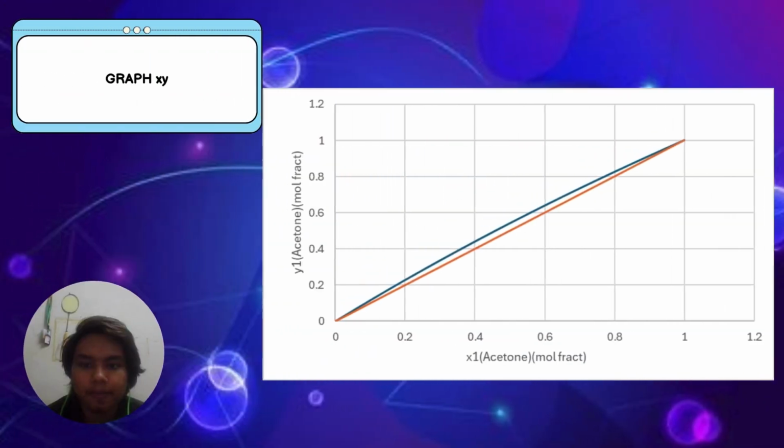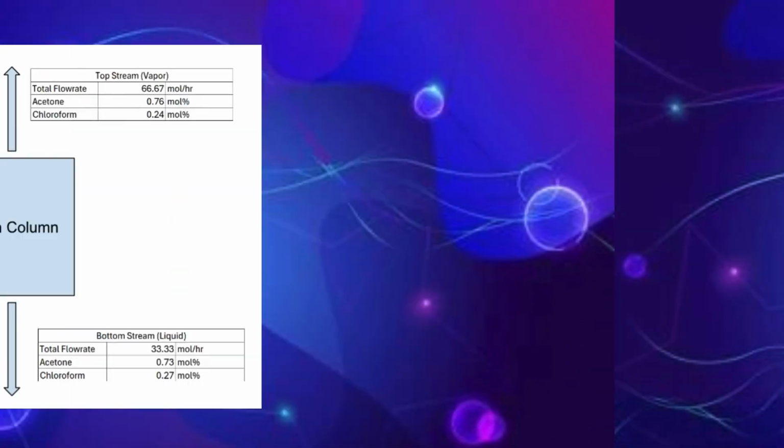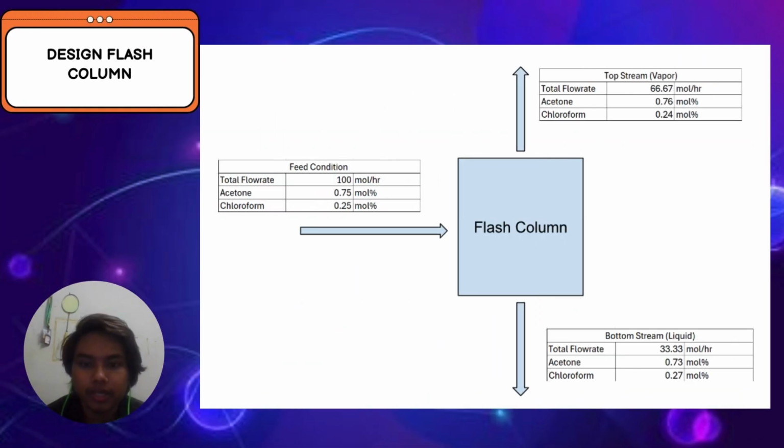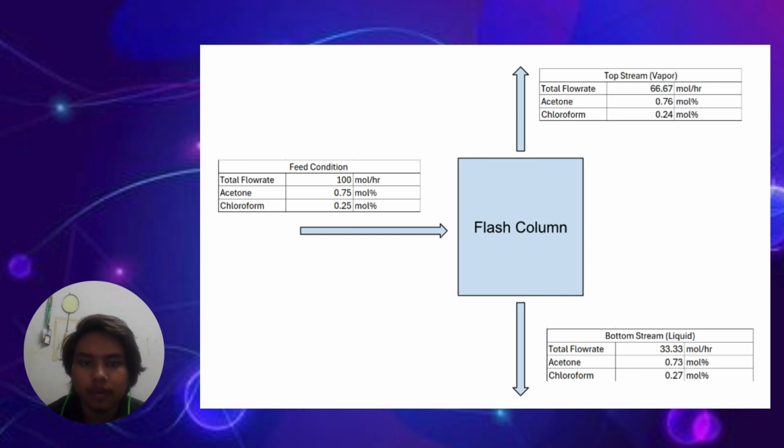This is the XY graph. We can see that the y-axis is Y1 and X1 is on the x-axis. So this shows the X and Y mole fractions. From all the calculations that we have done, we can find the mole fraction for the top stream, which is vapor, and also the bottom stream, which is liquid, in the flash column.